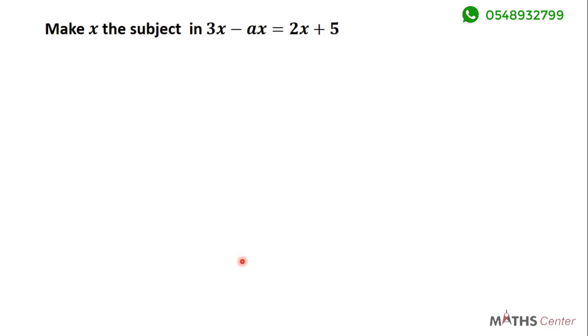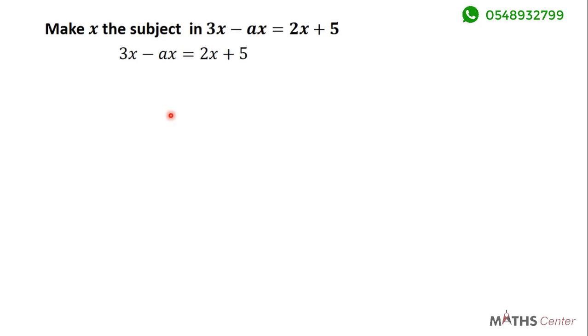Let's consider the next question. We have 3x minus ax is equal to 2x plus 5, and we are supposed to make x the subject. Our question once again is 3x minus ax is equal to 2x plus 5. So what do we do? You group all the terms with the new subject on one side. The new subject is x. That is what we want to make the subject. So make sure that all the terms with x are on one side.